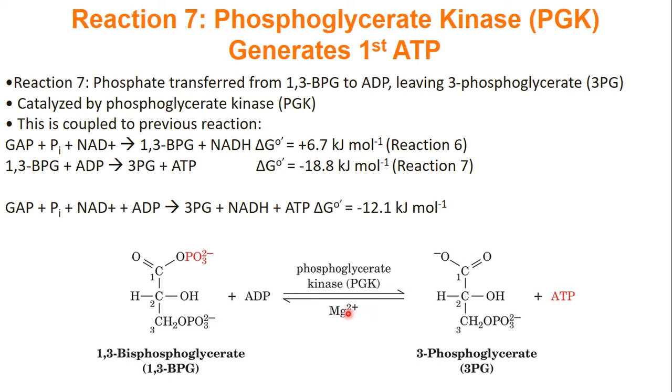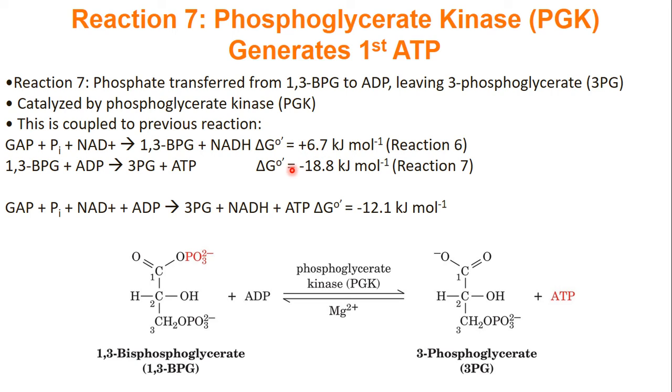This is catalyzed by the enzyme phosphoglycerate kinase, PGK. As you can see, we have magnesium as a cofactor, helping to stabilize all of these negative charges. And what's interesting is that in our previous reaction, where we formed 1,3-bisphosphoglycerate and NADH, I was saying how we're getting NADH as energy, and we're getting these energetic compounds. That's good. Well, the big issue with that is that reaction is actually not spontaneous. It has a delta G prime of plus 6.7.